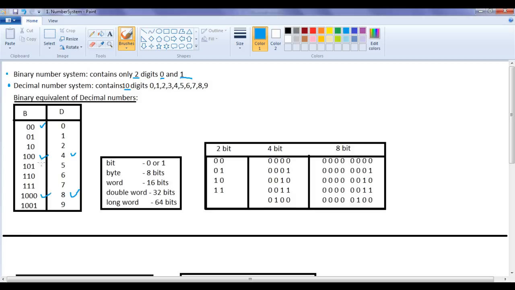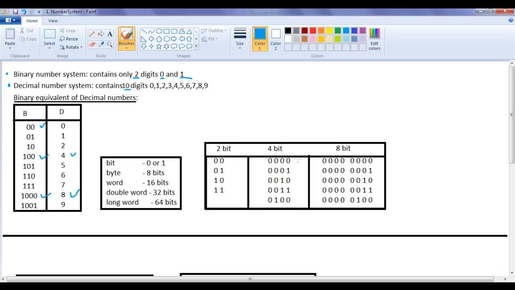Representing a decimal number in the binary number system depends on the machine's bit size. Now, what is a bit actually? A bit means either 0 or 1. Bit is a short form of binary digit. Either you can say binary digit or you can simply say bit. A 0 is a binary digit or bit. 1 is a binary digit or bit.